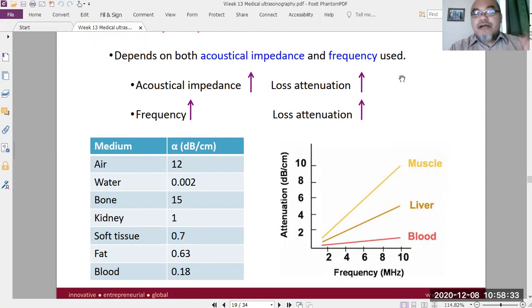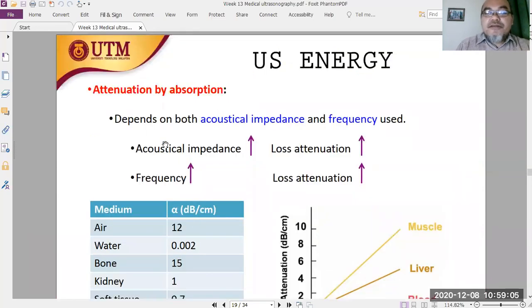When the acoustical impedance is higher, for example in bone, the harder material in our body, the loss of the ultrasound energy will also be higher. So there will be much more loss in bone compared to blood or fat, for example. When the frequency is higher, the loss or attenuation will also be higher. This is, for example, the coefficient of loss attenuation, alpha, in different media.